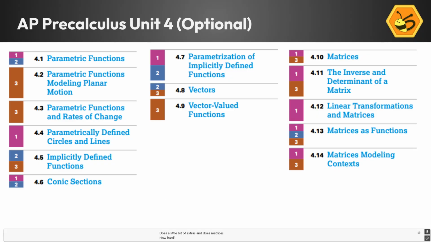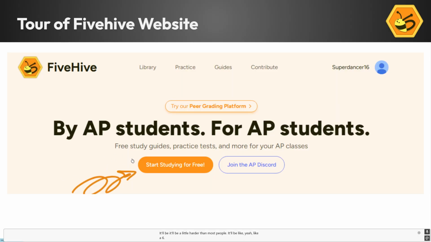How hard, on the scale, is Precalc going to be if I haven't taken algebra 2? It'll be a little bit harder than for most people. It'll be like a 6. I'd agree with that. So now we're going to go into the 5 website.